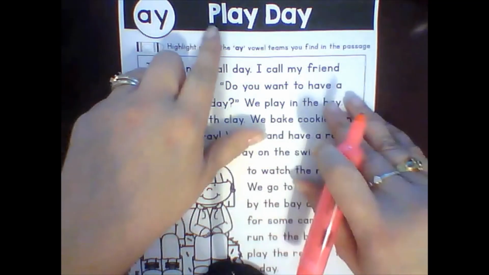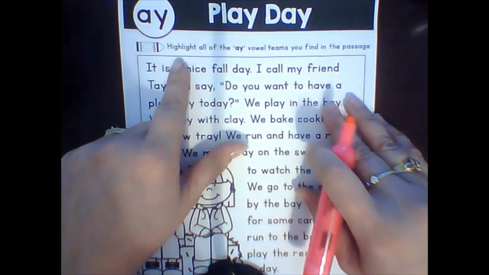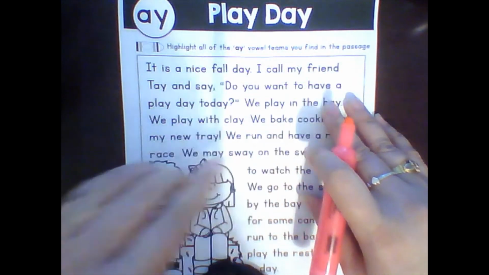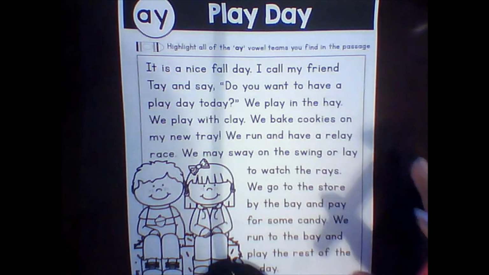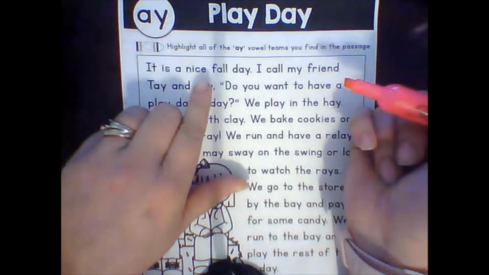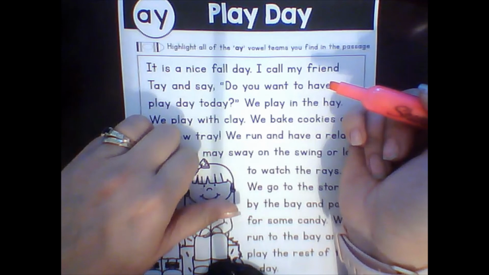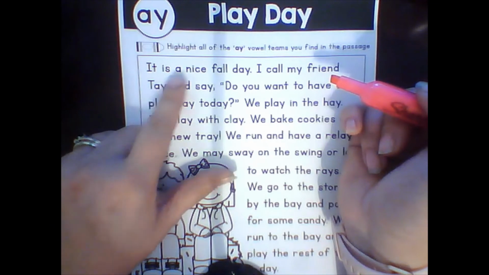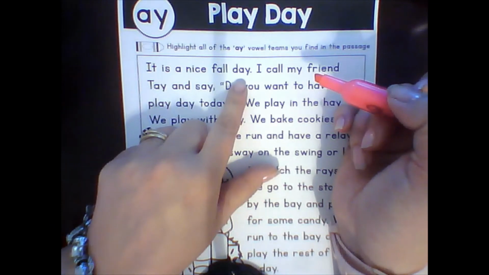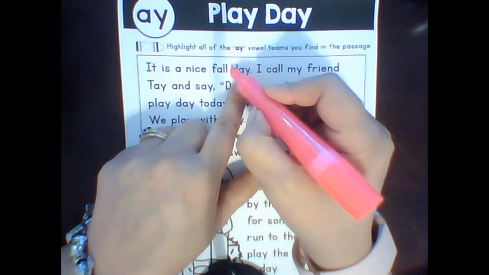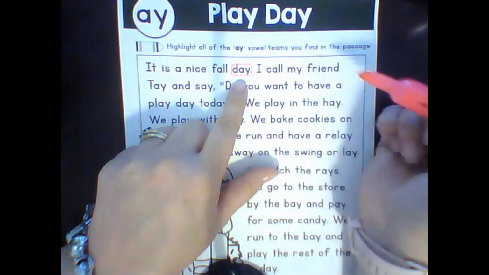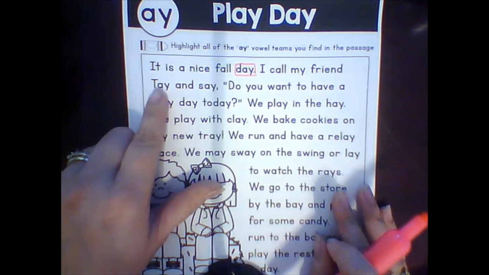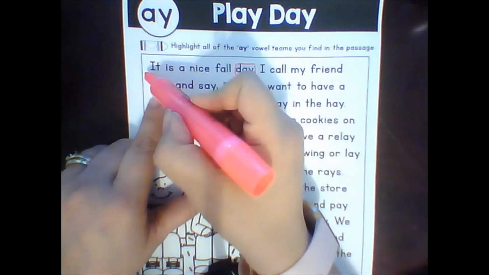Play day, play day. Highlight all of the A-Y vowel teams you find in the passage. So let's read this together. And as we're reading it, let's highlight all of the words that end with A-Y. It is a nice fall day. I call my friend Tay. There's another A-Y word.